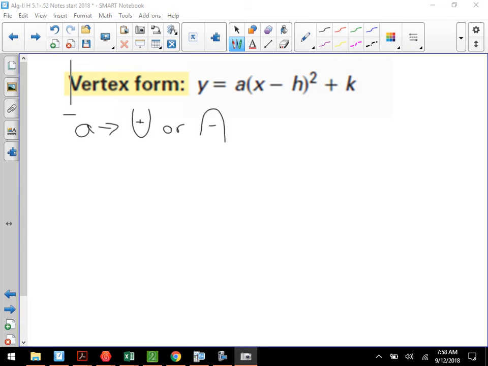Notice the x minus h quantity squared, plus k. That means that our vertex is going to be located at (h, k). That means the vertex will be located there. That tells you where your axis of symmetry is going to be.